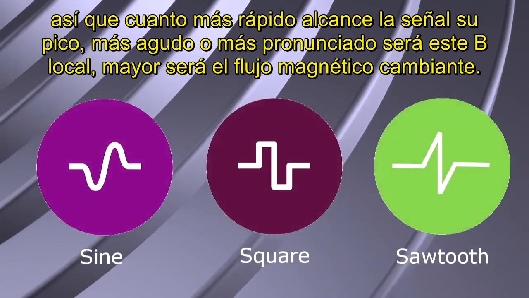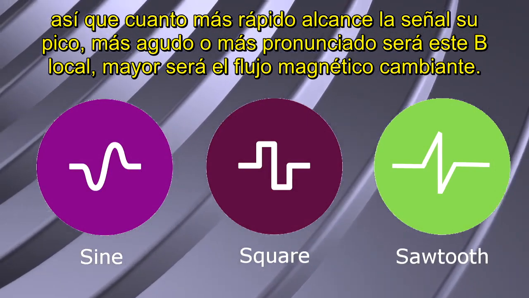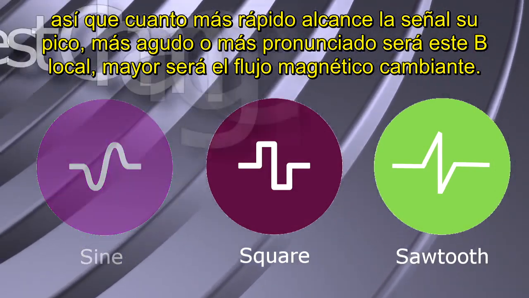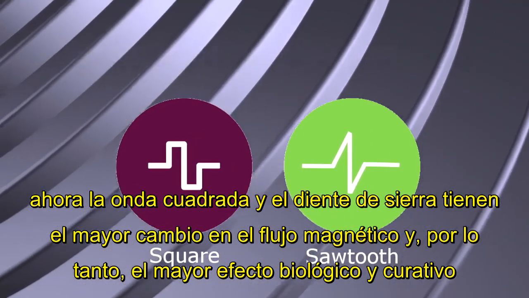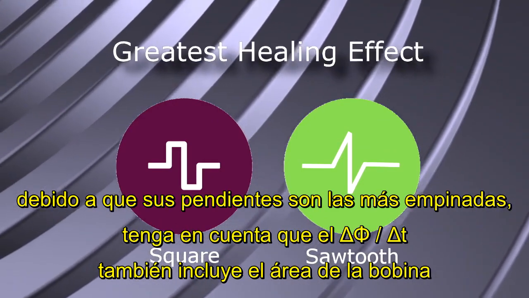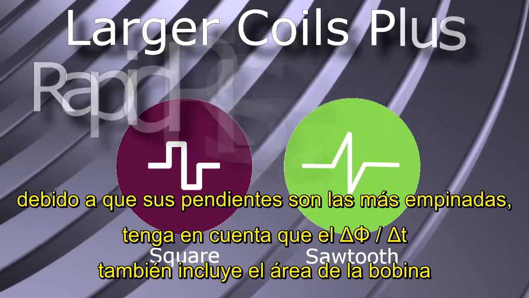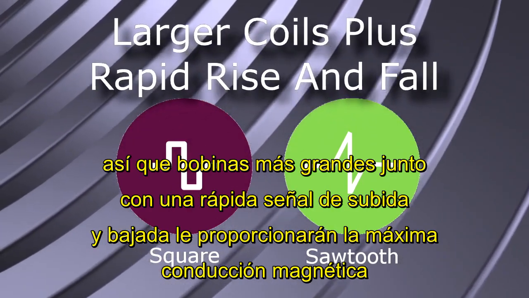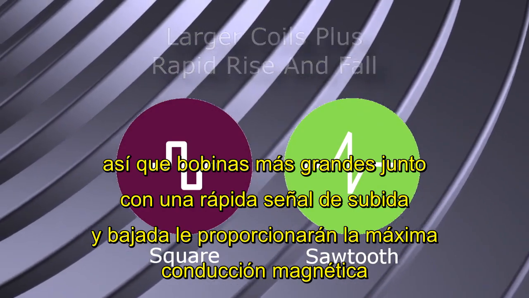So the faster the signal reaches its peak, the sharper or steeper the slope will be, and hence the greater the change in magnetic flux. Square waves and sawtooths have the greatest change in magnetic flux, and hence the greatest biological and healing effect, because their slopes are the steepest. Keep in mind that delta phi over delta t also includes the area of the coil, so larger coils along with a rapid rise and fall signal will give you the maximum magnetic induction.